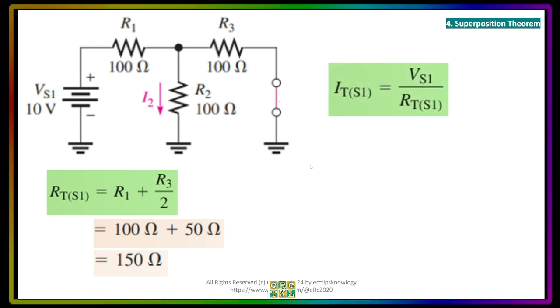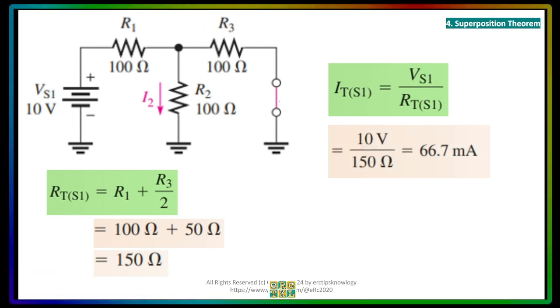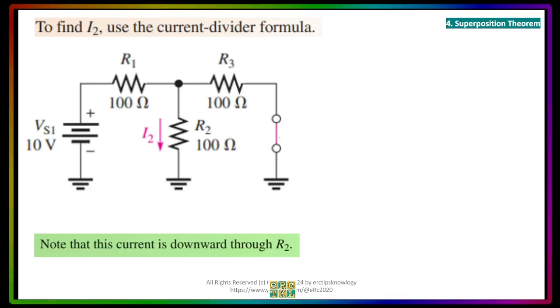Now, I total will just be by Ohm's law, Vs over RT, we will be getting 10 volts divided by 150, 66.7 milliamperes. That's for I total. Again, we want to calculate I2, but we cannot do that without knowing first the I total here. After that, we now know the IT.